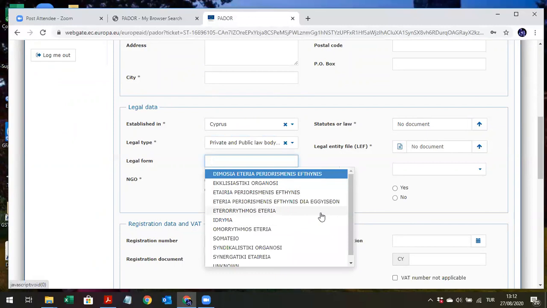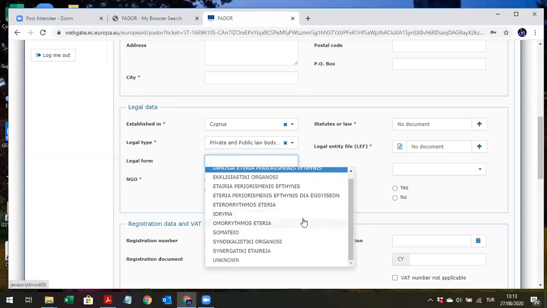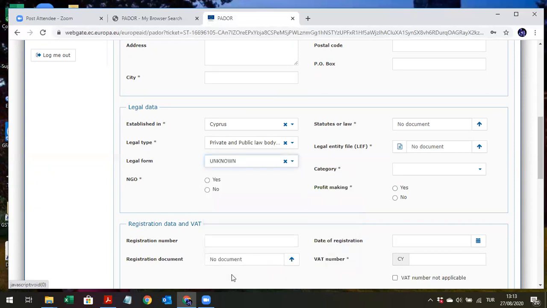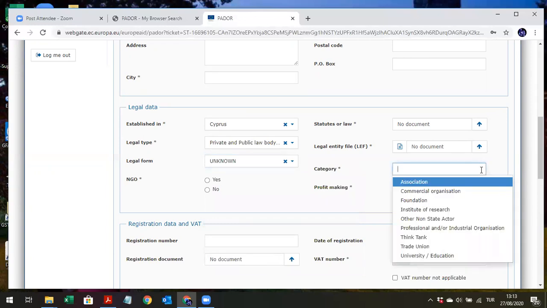This drop-down list is in Greek. So in case of institutions, ITRIMA can be chosen. In case of unions, SOMETIO can be chosen. If you're not sure or if you're not legally established, you can just choose unknown. Here under category, there is a drop-down list in English, and you can also choose the type of organization that you are.